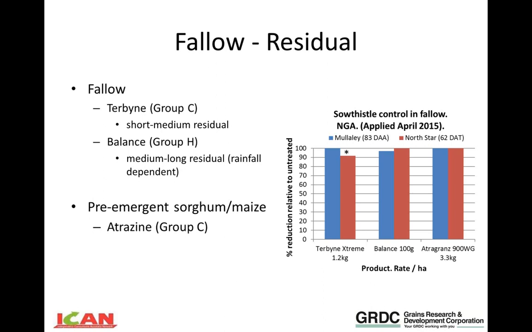Also, just in regards to the atrazine label, I might just mention here that sowthistle is not specifically mentioned under the fallow claim of the label, but it is mentioned under the maize and sorghum parts of the label as having pre-emergent efficacy on sowthistle. So we do have fallow residual options there that can be used and can be effective in sowthistle control.